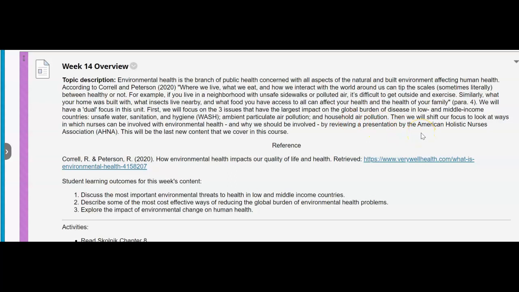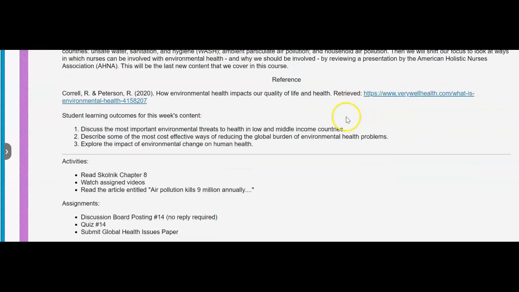But then we're going to shift our focus to look at ways in which nurses, yes, us as nurses, can be involved with environmental health and why we should be involved. We're going to do that by reviewing a presentation that was given by the American Holistic Nursing Association. And again, this is the last content that we cover.